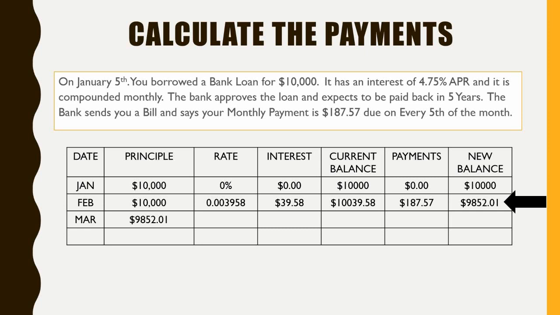You're not going to start at 10,000 again. You're going to start with $9,852.01. And this is where you're going to calculate your interest once again. And this is where every single time you keep having to calculate this, right? This is what compounded means. It's being calculated upon itself, upon itself, upon itself.